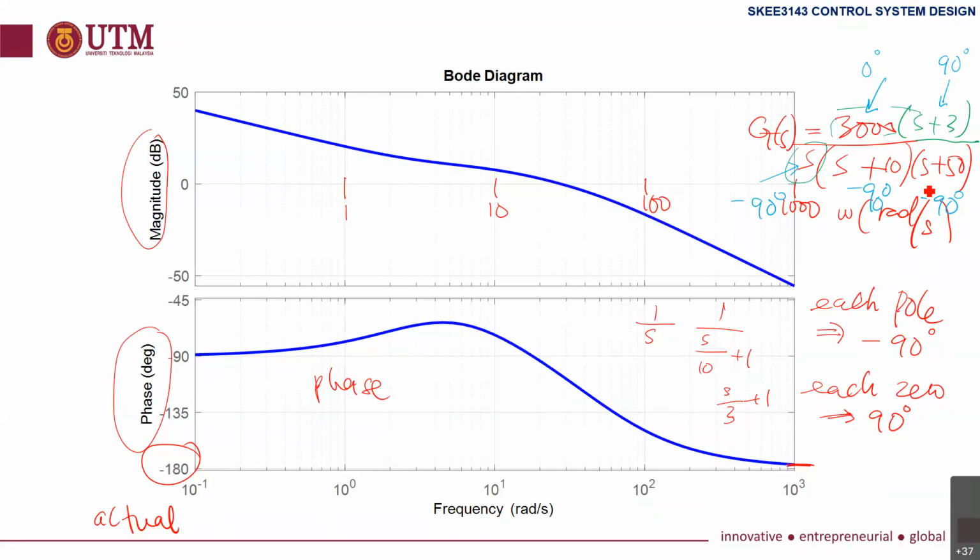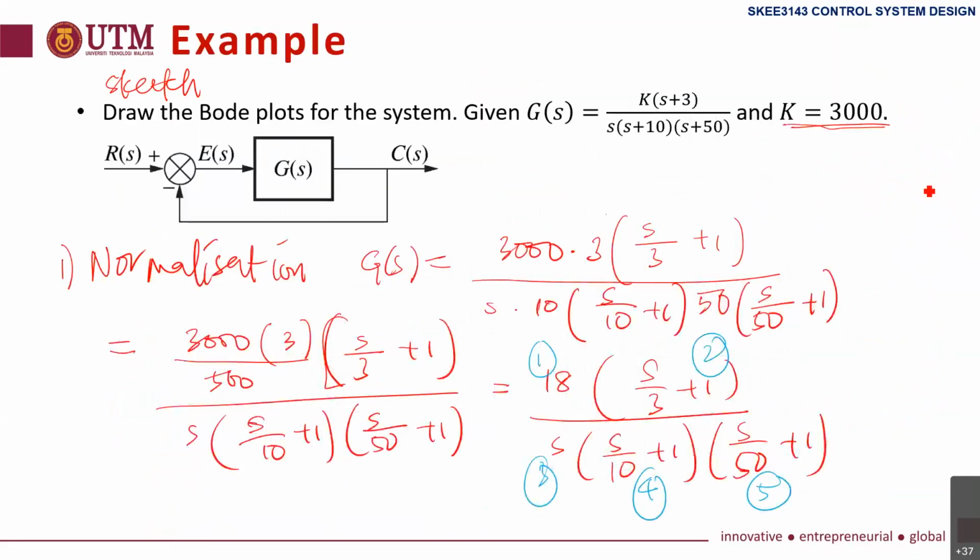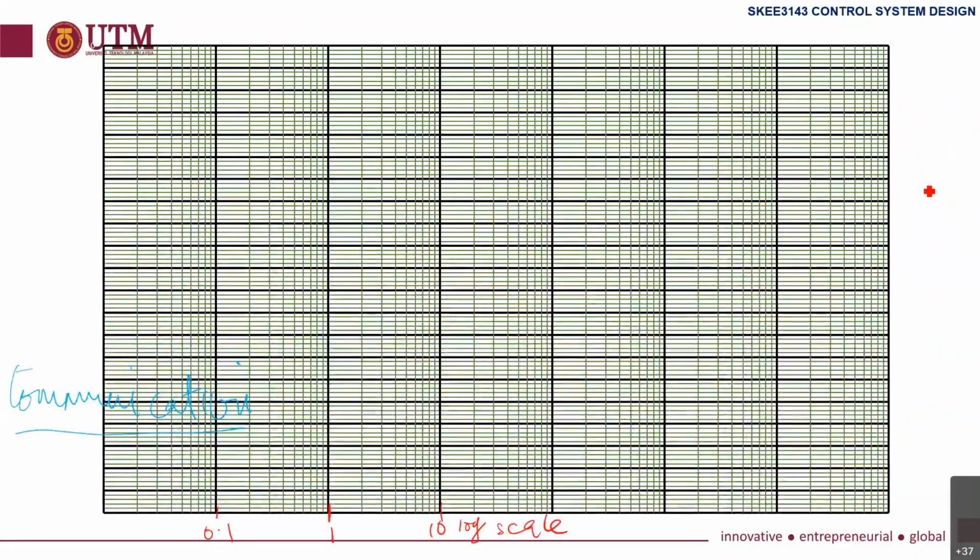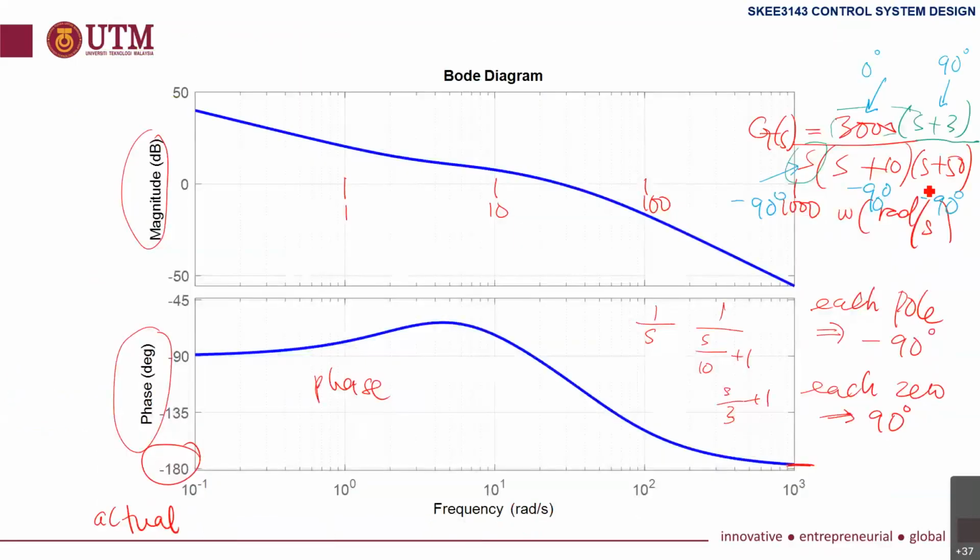Right, so if you have time, you can try to plot on a semi-log graph, and then you can also compare with the actual one. Of course, it will not be similar, but in the pattern, you can see there is some similarity.